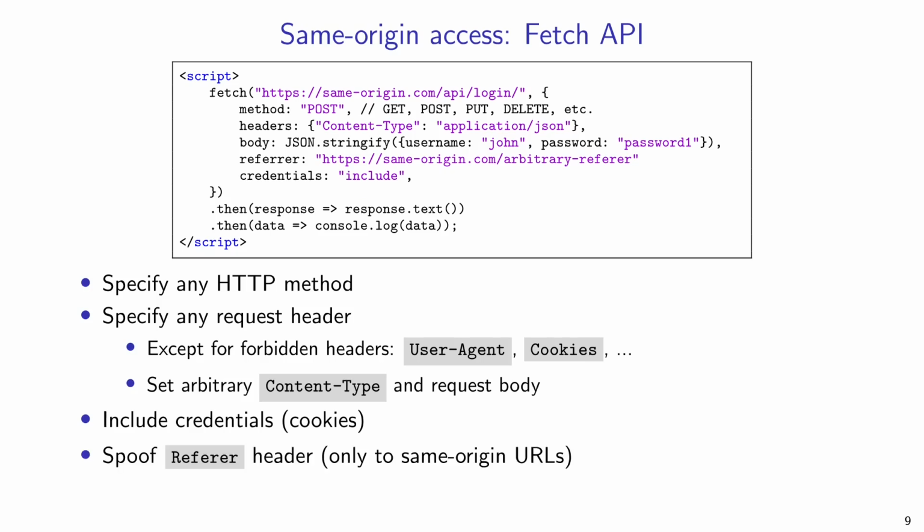We can also spoof the Referer header, but only to same origin URLs. So this is not really spoofing. And when the response is received, we can inspect it, including the HTTP status and return headers. In this example here, we are converting the response object to text and logging its value to the console. To summarize, this is a very powerful way for JavaScript to access and process resources from the same origin without needing to open new windows or use iframes.